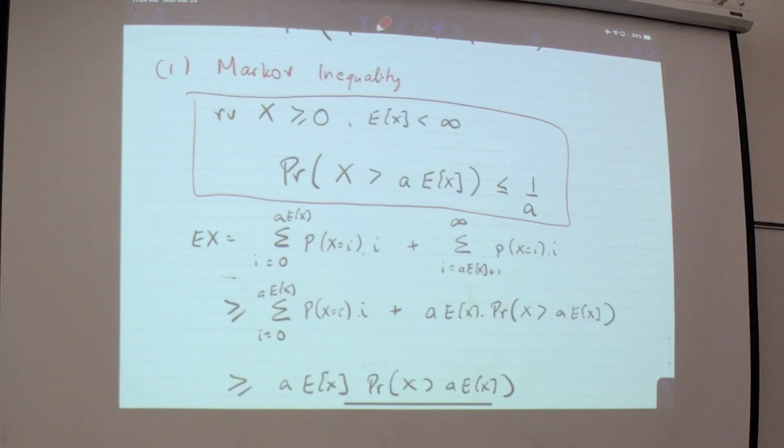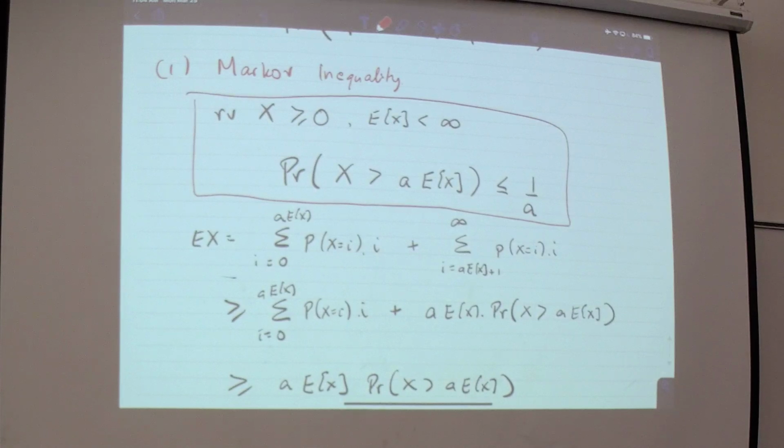It will be exactly 1 over a. So the probability of being more than twice the mean is half. Probability of being more than 3 times the mean is 1/3. That's an easy thing to remember, if you're a positive random variable or non-negative random variable. Okay. How would this apply in our setting?